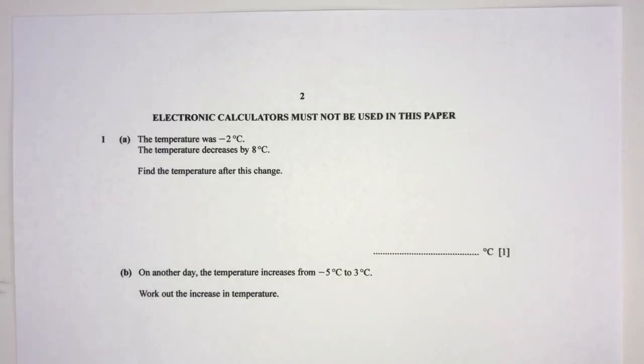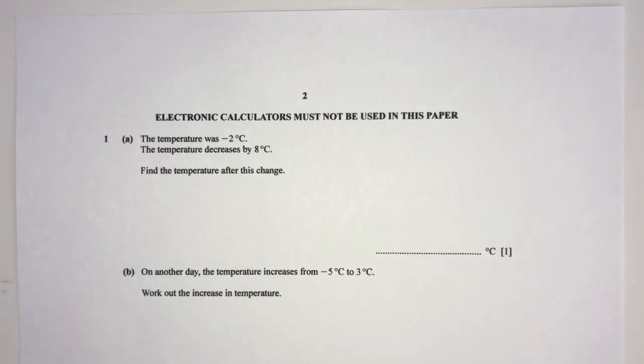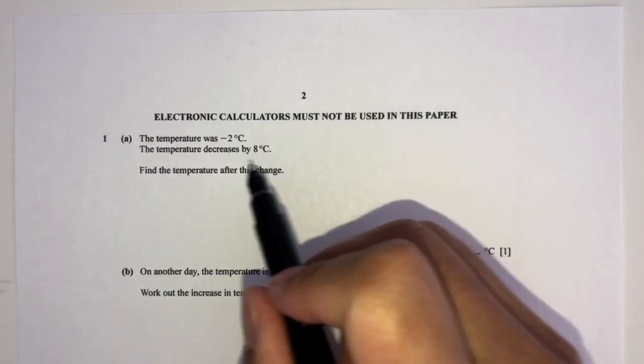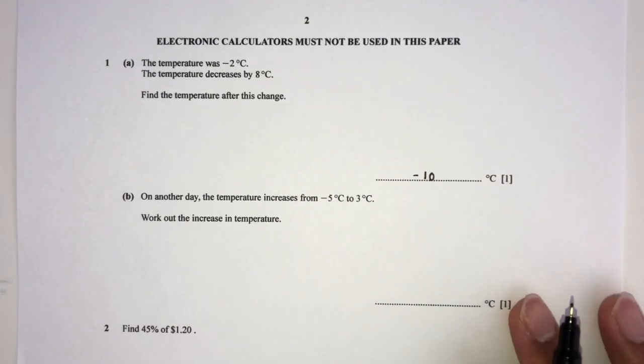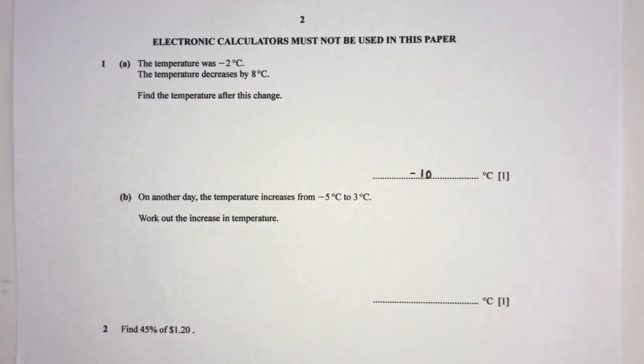So part 1a, the temperature was -2. The temperature was decreased by 8 degrees. So from -2, we have to -8 decrease. So -2 minus 8, that should be -10. Right, makes sense. Now for part B, on another day the temperature increases from -5 to 3.